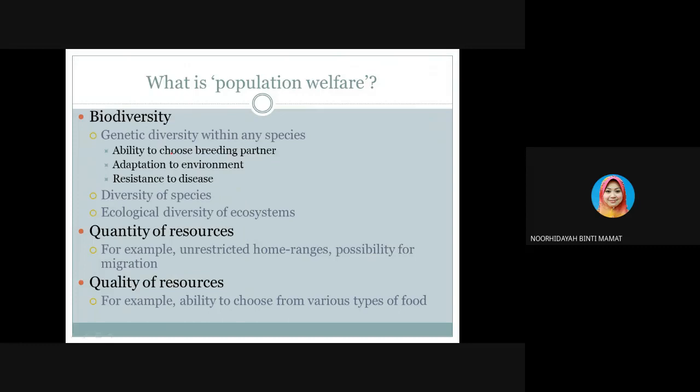Population welfare can also be measured by the quantity of resources, for example the unrestricted home ranges of the animals, and also the possibility for migrations for the animals. It can also be seen in terms of quality of resources, for example the ability to choose from various types of food.